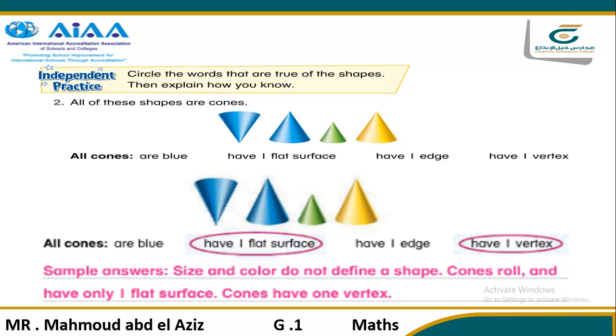And remember that size and color don't define a shape. Cones have only one flat surface. Cones have one vertex, just one vertex.